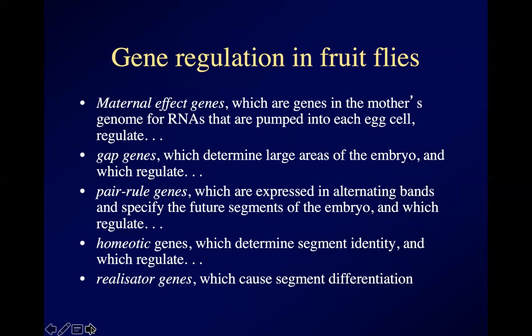Here's a segment. Is it going to grow legs or is it not? Here's a segment. Is it going to sprout wings or is it not? Here's a segment. Is it going to have genitalia on it or is it not? That's specified by the homeotic genes. And those regulate so-called realizator genes that actually make the segments differentiate.